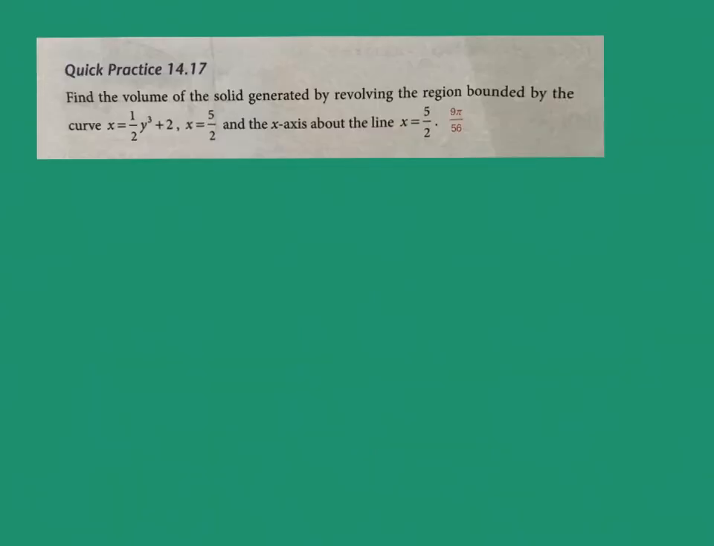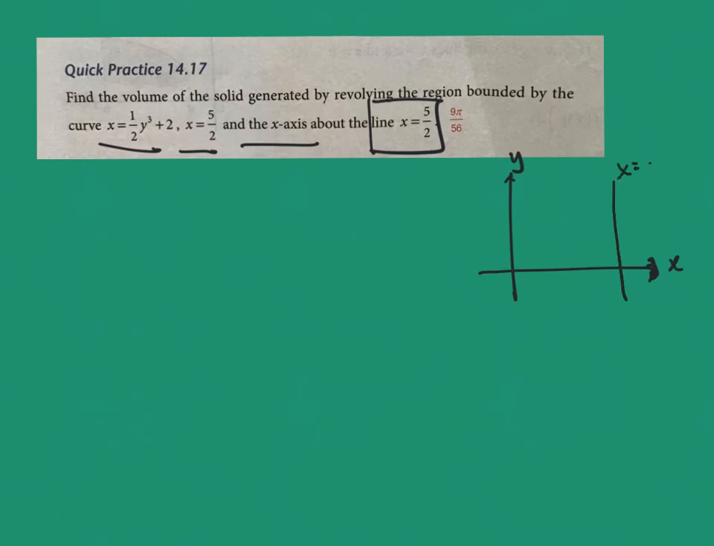The last example. Now we want to find the volume of the solid generated by revolving the region bounded by this curve, this straight line, and the x-axis about this line, which is a vertical line. Therefore, we had better sketch the diagram. First of all, I will draw the vertical line x equals 5 over 2, that means here. And then the x-axis, that means this horizontal line. And the last one is the curve, x equals 1 over 2 y to the power 3 plus 2. But it's very difficult for us to get the exact shape of this one.